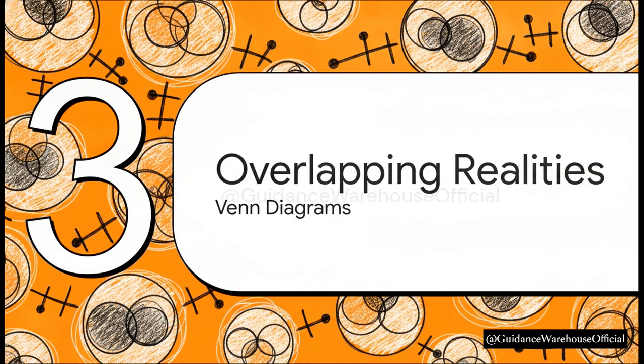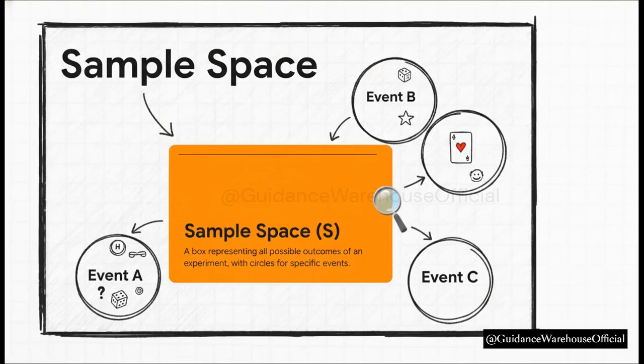Okay, let's switch gears to overlapping realities and our second tool, Venn diagrams. We've seen how timelines branch sequentially, but what happens when realities overlap simultaneously?